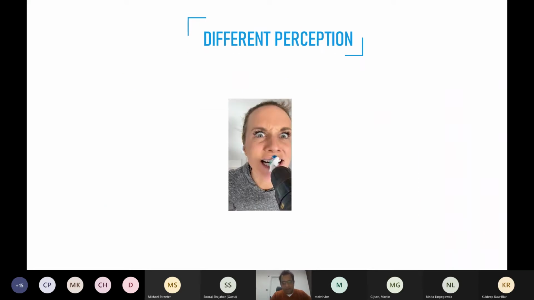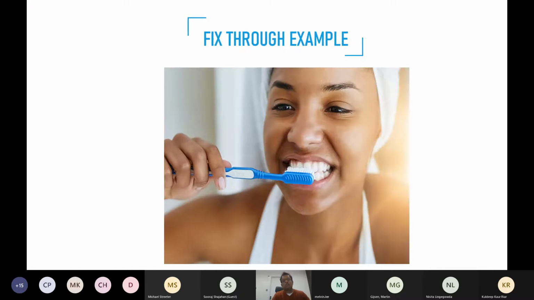This is what typically happens when requirements are given to the team and they are not domain experts. Their misinterpretation is completely different. What the product owner or the BA thinks in their head about what they've written might completely make sense to them, but not to the team. So how do you fix this? You fix it through an example.